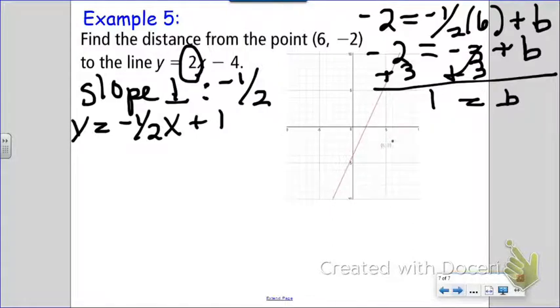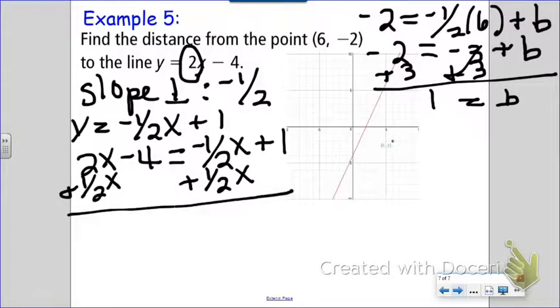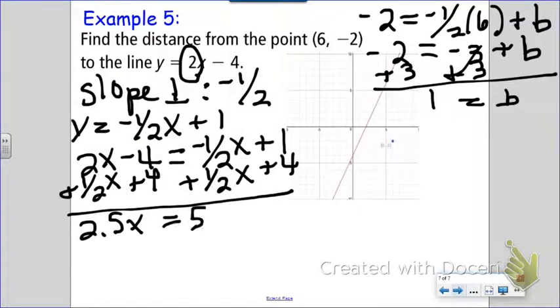There's a couple ways you can do this. I think an easy way, a little different than what the book shows, since y equals both of these, is set them equal to each other. That's really what we're figuring out, is where do they equal each other? And solve that. Since we've practiced these in class, we should be able to solve these fairly quickly. I'm going to add a half x to both sides, or 0.5x. So that'll be 2.5x. I'm going to add 4 to both sides. Equals 5.